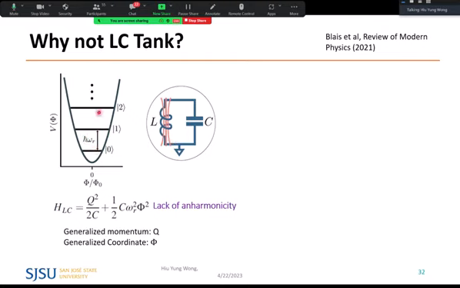The problem is that they have equal spacing. So we say that it lacks anharmonicity. When you have equal spacing, you apply a pulse, you go to 1, apply another pulse, you won't go back to 0 because you may go to 2, then screw up.